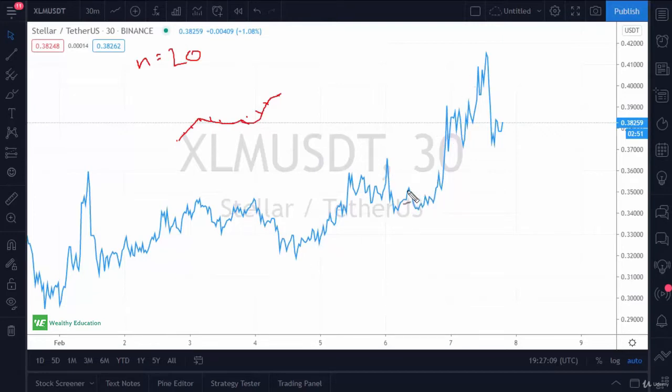This is simply the close of Stellar on a 30-minute chart. So everywhere you see this market, like it closed there at that 30-minute time frame, there at that 30-minute increment, etc. Simple moving average is the same thing. And then if you change it to 200, then it's just the average price of the last 200.